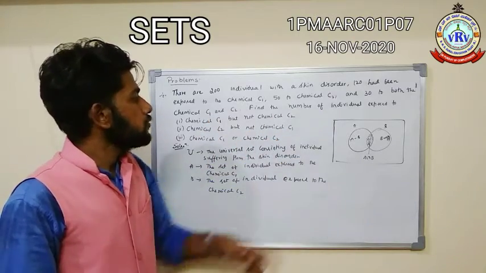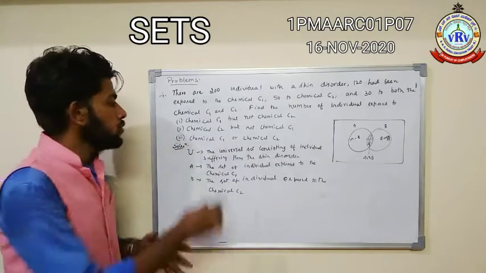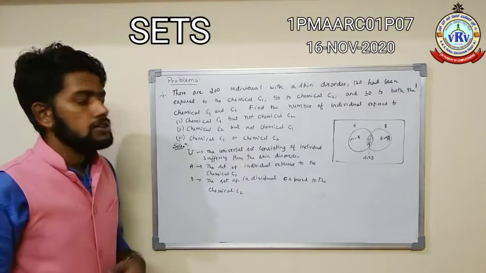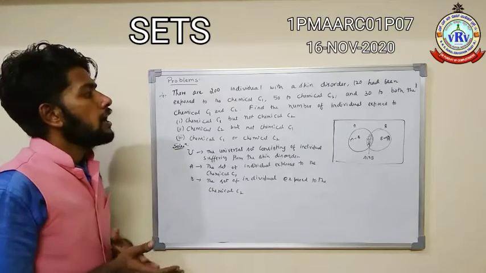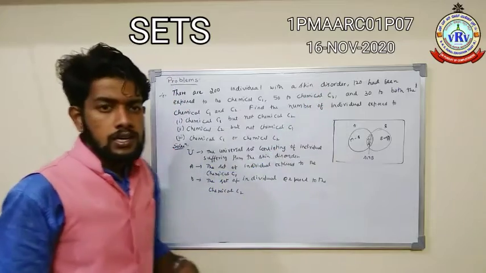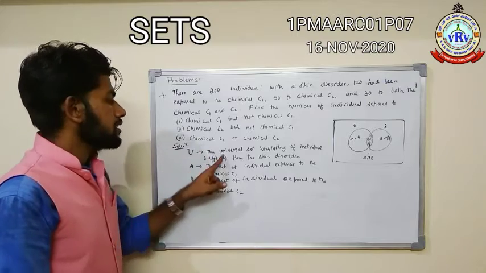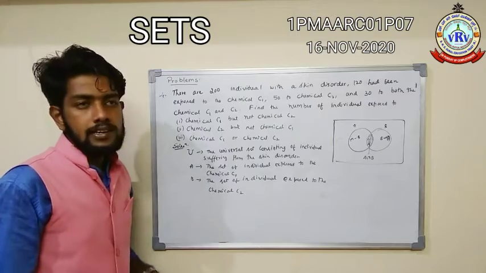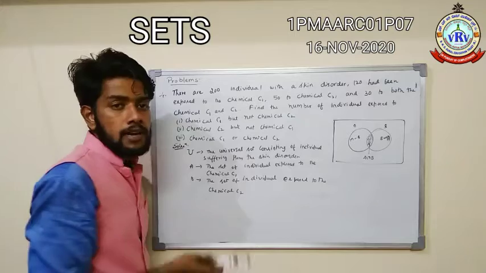So to find the number of individuals exposed to chemical C1 but not chemical C2, chemical C2 but not chemical C1, or chemical C1 or chemical C2. These three sets' numbers we have to find. They are given 200 individuals with a skin disorder, that we can consider the set U, the universal set. So U is the universal set consisting of the individuals suffering from the skin disorder, and 120 had been exposed to the chemical 1.